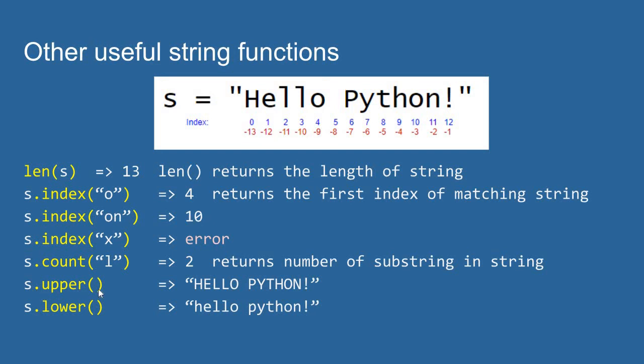Finally, the upper function and the lower function we can call from a string. These functions return either the fully capitalized or fully lowercase version of that string. So if I called s.upper here, s.upper is going to return the string capital hello, capital Python, and then the exclamation point stays the same. If I call s.lower, it's going to return lowercase hello, lowercase Python, exclamation point. Any numbers or exclamation points or symbols that are embedded in these strings are ignored. Only letters are forced into uppercase or lowercase.